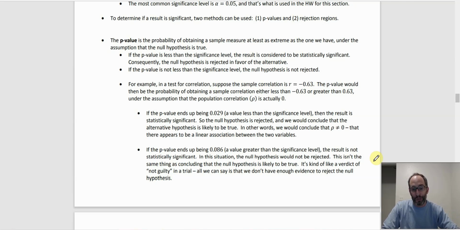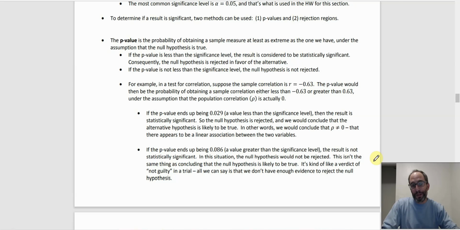It's kind of like in a trial, where the possible verdicts aren't guilty and innocent, they're guilty and not guilty. So if your p-value isn't less than 0.05, if it's too big, like the 0.086, then that's when you just don't have enough evidence to convict the defendant. So you'd say that they're not guilty. Just like here, you don't have enough evidence to say that it looks like the null is wrong. So you say, we don't have enough evidence to throw the null hypothesis out. We don't have enough evidence to reject it. And that's as far as you can go.